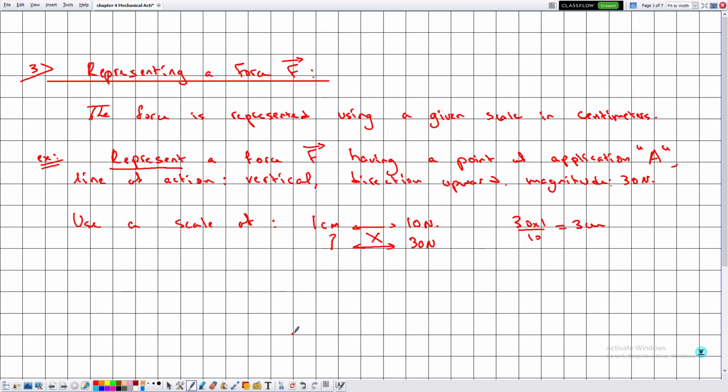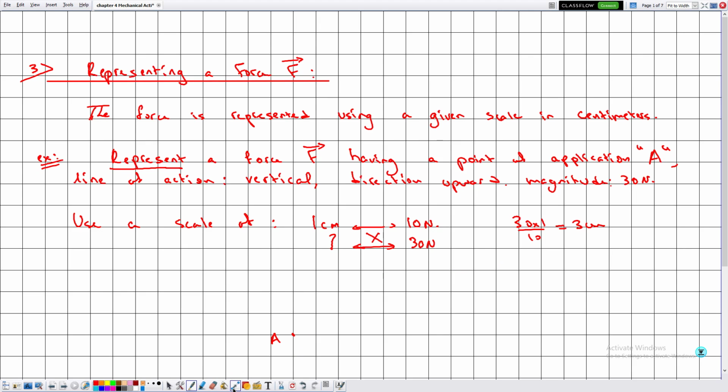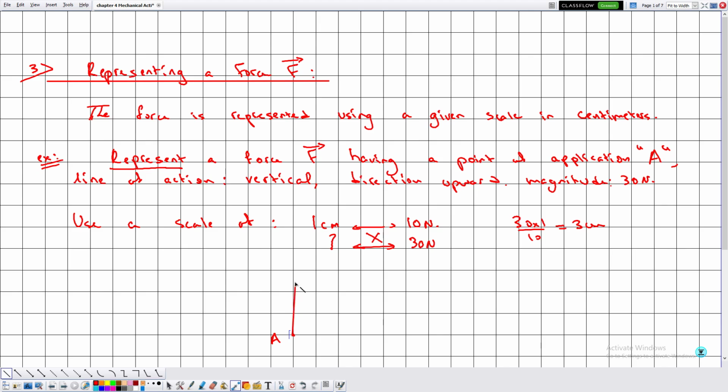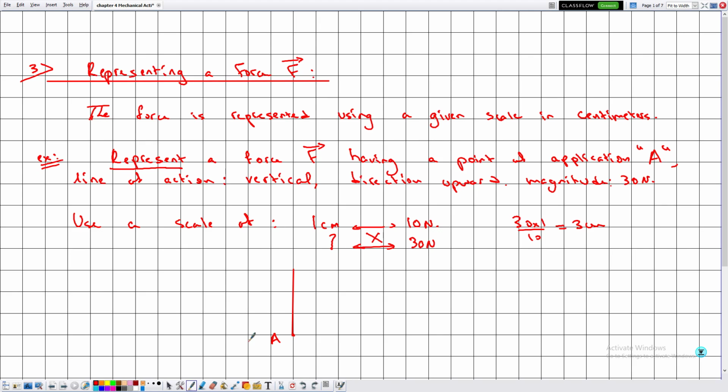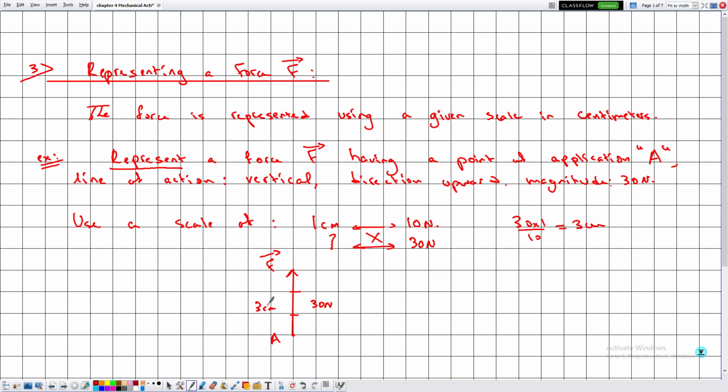So let's consider the point A. Then we represent this vector according to these properties. We have the point of application A, the line of action is vertical, and the vector is pointing upward. What about the magnitude? The magnitude is related to the length by 3 centimeters. So it's pointing upward like this. So this is the vector F. The length of this vector is given by 3 centimeters and its magnitude is given by 30 newtons. So now each division here represents 1 centimeter. Okay, so these lines indicate that the length of this vector is given by 3 centimeters.